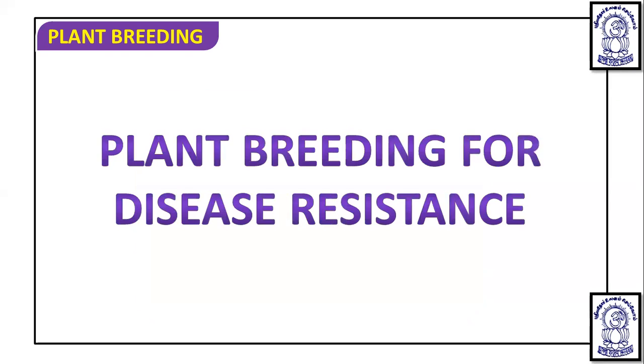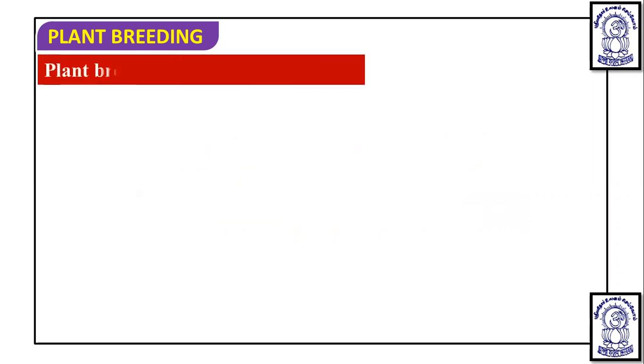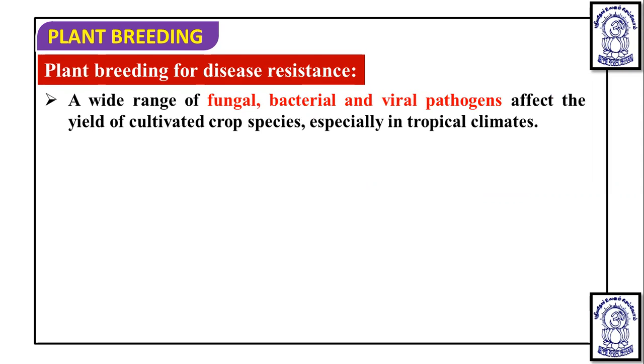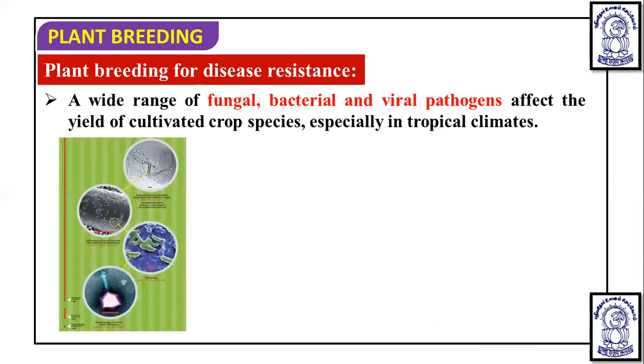Today, we are going to breed a plant for disease resistance, because yield can be improved by the cultivation of improved varieties. But to increase disease resistance, some hybridization or other techniques are carried out. If we talk about plant breeding for disease resistance, a wide range of fungal, bacterial, and viral pathogens affect the yield of a cultivated crop. We know that fungal infections, bacterial infections, and viral pathogens ultimately infect the plant and decrease its yield, specifically in tropical climates.